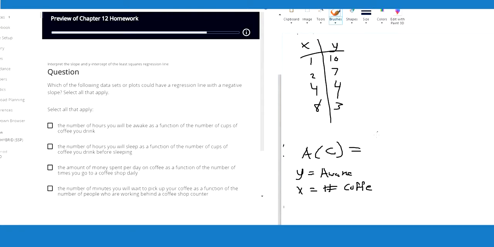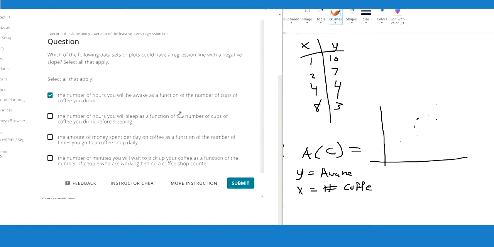So just try to imagine what that scatter plot would look like. As coffee goes up, the number of hours you're awake should probably go up too, right? If you drink tons of coffee, you're probably awake a little bit more at night. Okay, so that's a positive correlation. We're supposed to identify the regression line with a negative slope, so we're not going to select that one because, look, as you read this from left to right, the numbers are going up.